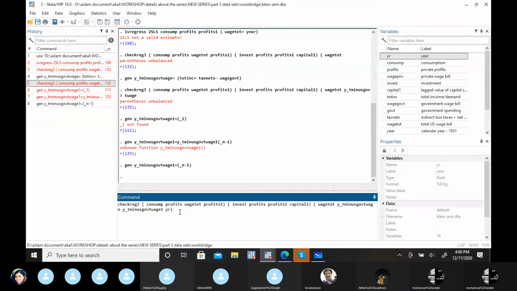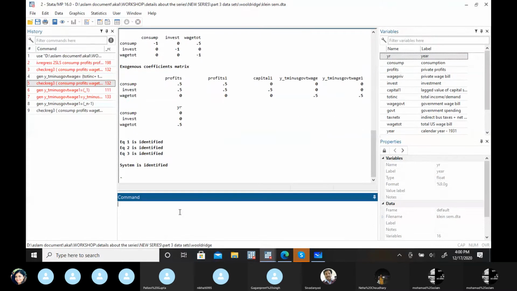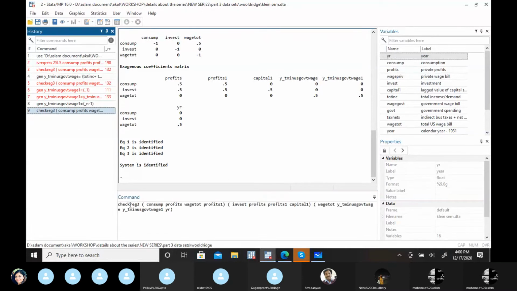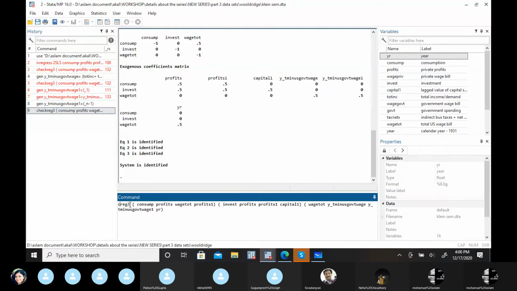So these are my three variables. This command is saying all the three models are identified, because this profit state is also taking this P as a predetermined variable. That's why it's saying it's identified. So let's run this 2SLS command here.